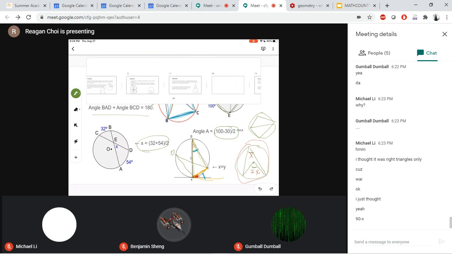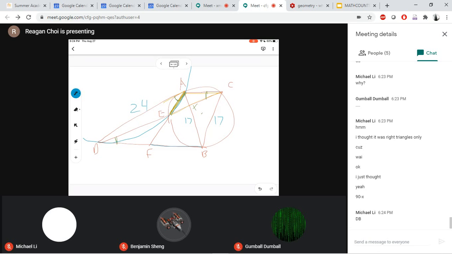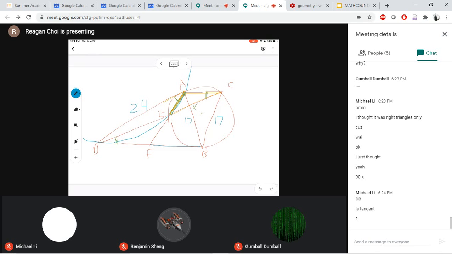Let me go back to this. And now, this is a really hard step to see. I don't even know how I would see it. Let's draw this circle that goes through D, E, and A. Anything interesting about this circle? It seems like DB is tangent. Do you guys see a way to prove that?